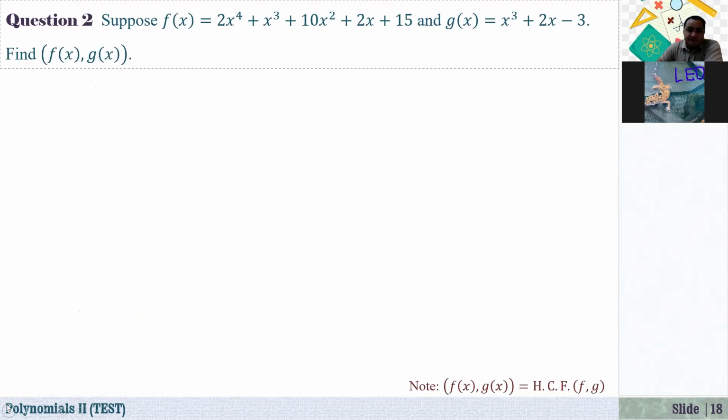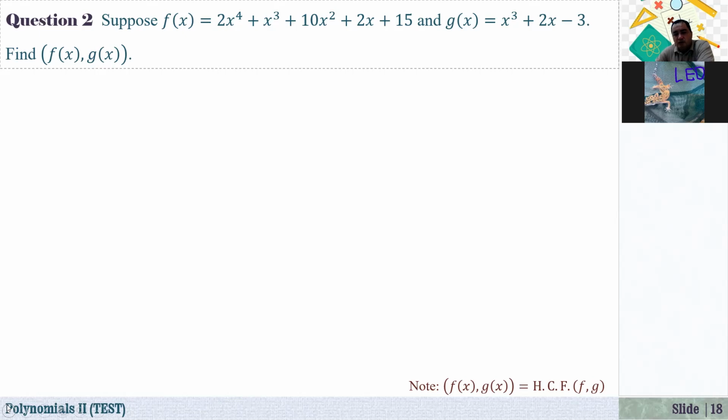Okay, we have the last question. Suppose f of x is equal to 2x to the power of 4 plus x cubed plus 10x squared plus 2x plus 15, and g of x equals x cubed plus 2x minus 3. The question is find (f, g). What is it? (f, g). In the note at the bottom, (f, g) means here the highest common factor of f and g. Okay. Again, when we talk about numbers, we know how to find the highest common factor, right?